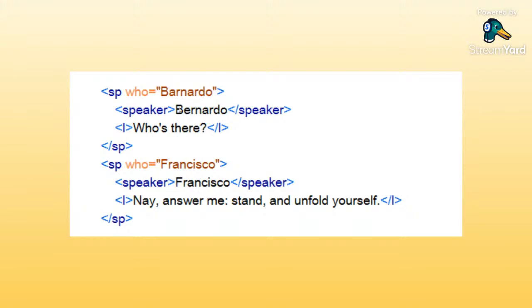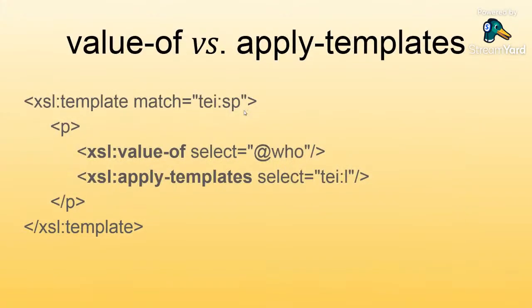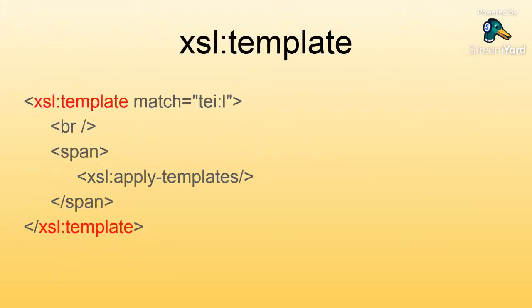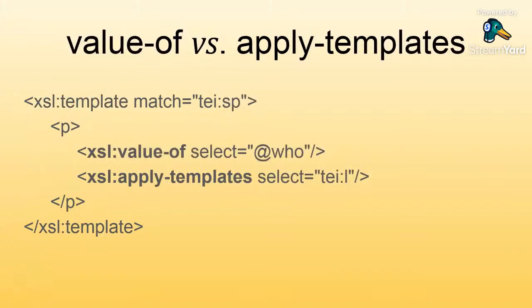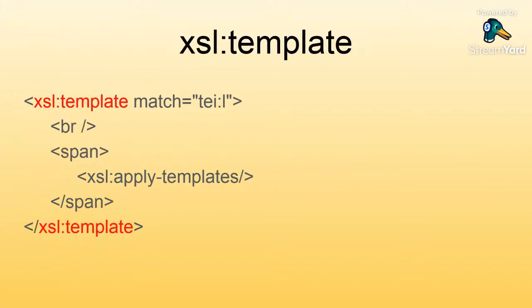This is relevant because the speaker element and the who attribute are different, and I can choose which of the two I want to keep in this case. So if I do this, I might want to also put a template for L in there. You see, this is saying apply templates to L. So let's write a template for L.